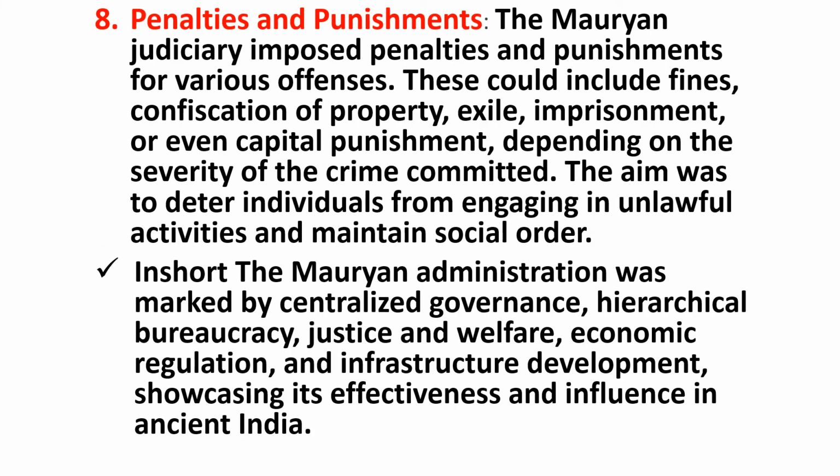Eighth one, penalties and punishments. The Mauryan judiciary imposed penalties and punishments for various offences. These could include fines, confiscation of property, exile, imprisonment, or even capital punishment, depending on the severity of the crime committed. The aim was to deter individuals from engaging in unlawful activities and maintain social order.